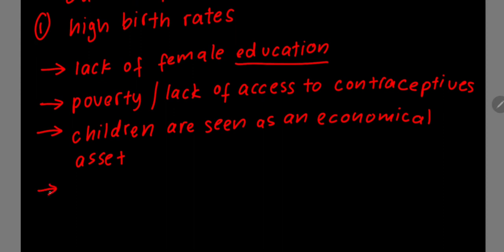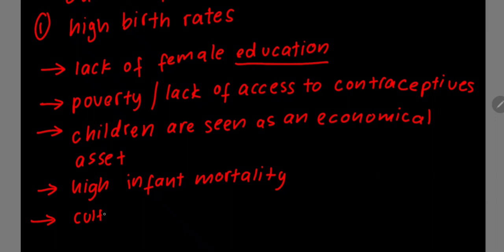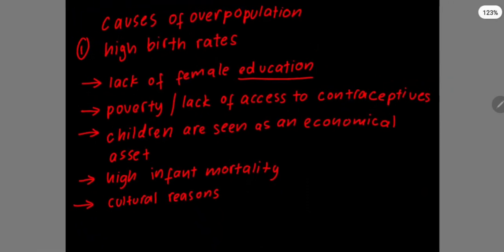Next, we have high infant mortality, that is, when an infant dies before reaching their first birthday. And then we also have cultural reasons. In some places, women really don't have a choice on reproduction. If their culture expects that they have a lot of children, then they will just have a lot of children without really having much say in it. So that is actually the fertility side of overpopulation.